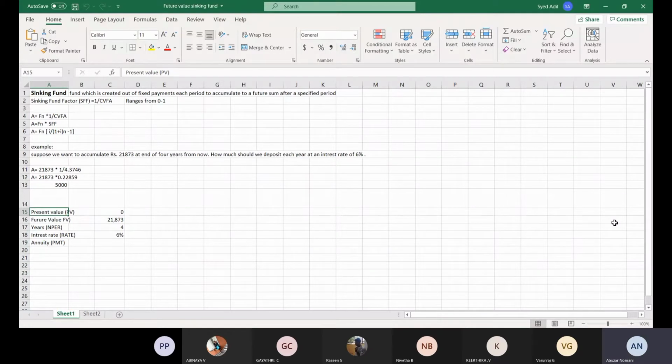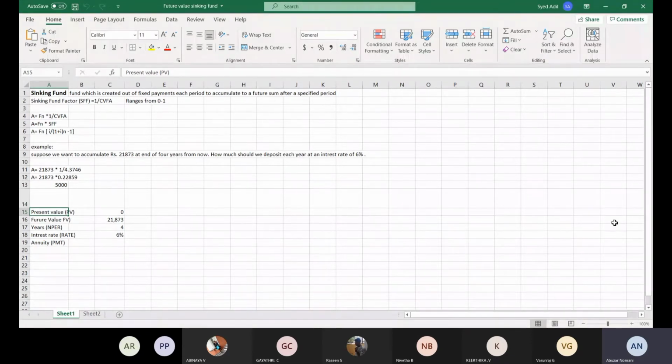Before going to handle this topic, I'm just going to give you a brief description of today's lecture. We are going to find out how we can define the sinking fund, what we mean by sinking fund, and what the various examples are that we are going to take.